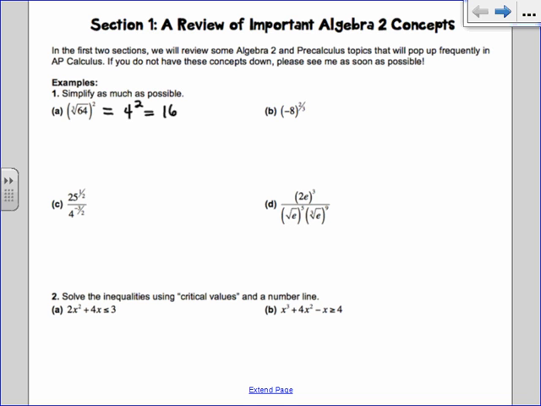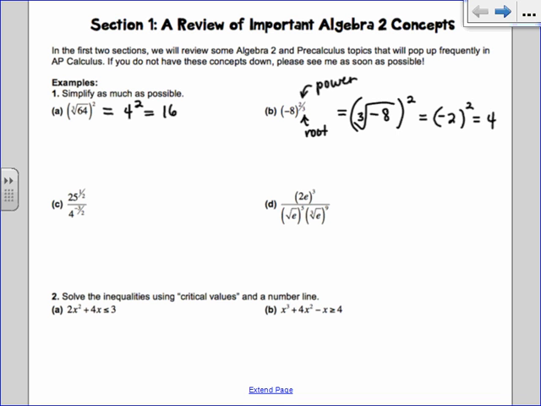So when you see negative 8 to the 2/3, the 2 is your power, and the 3 is your type of root. So you're going to rewrite it as negative 8 under a cube root, and then it's all raised to a 2 for the power. So you take the root, I usually do that part first, and then I raise it to whatever power. So the cube root of negative 8 is negative 2, squared gives you 4.